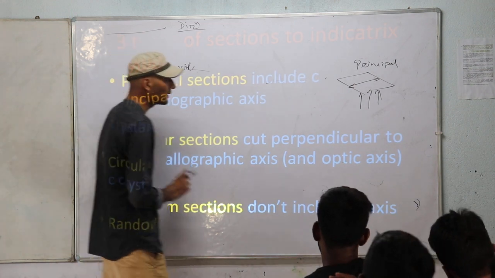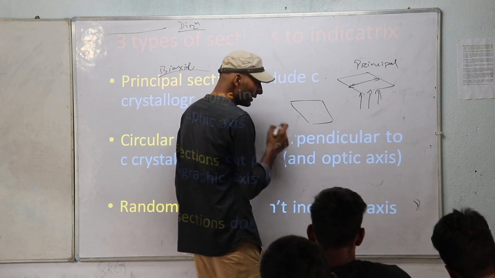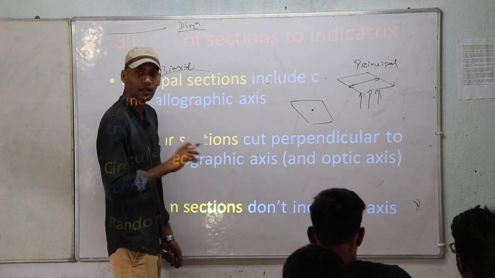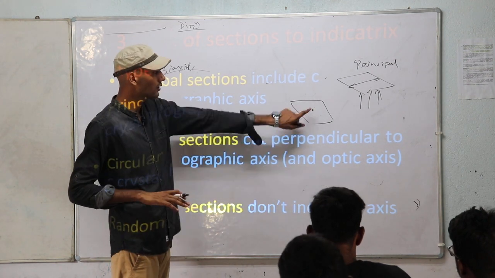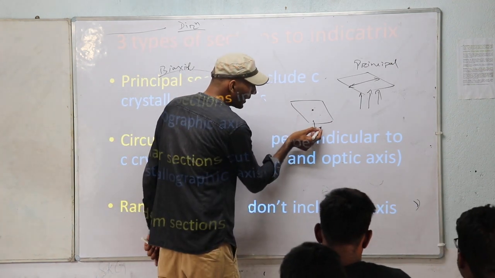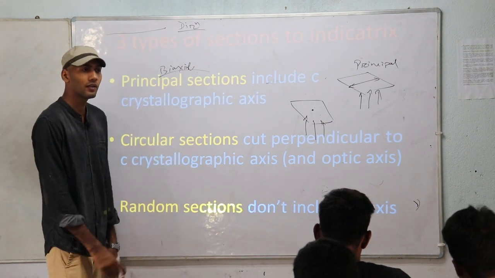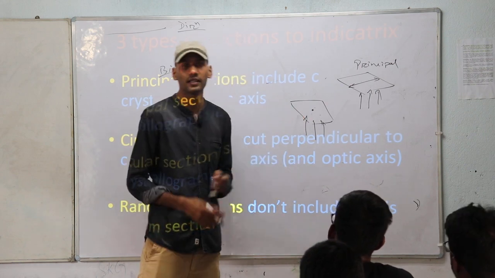Talking about circular section, what happens? The mineral is like this on the stage, the optic axis is like this. If I cut a section which is perpendicular to the axis, the axis is a line, so that will show a point. If I make the light ray pass here, those are parallel to the optic axis.